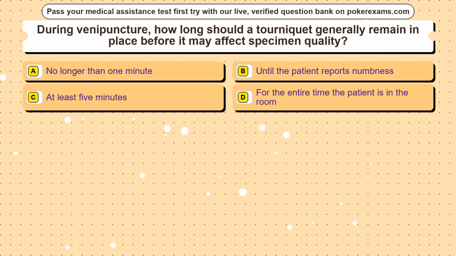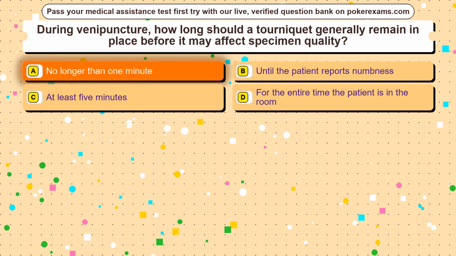Question 10. During venipuncture, how long should a tourniquet generally remain in place before it may affect specimen quality? Option A. No longer than 1 minute. Option B. Until the patient reports numbness. Option C. At least 5 minutes. Option D. For the entire time the patient is in the room.